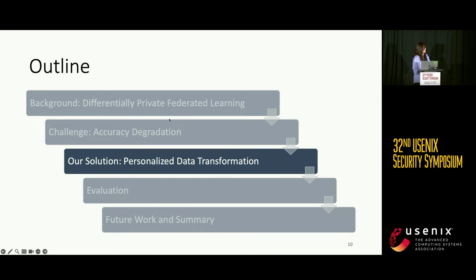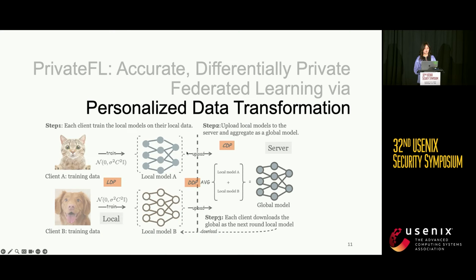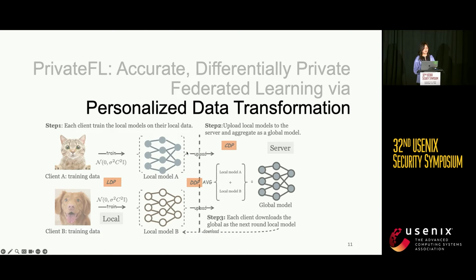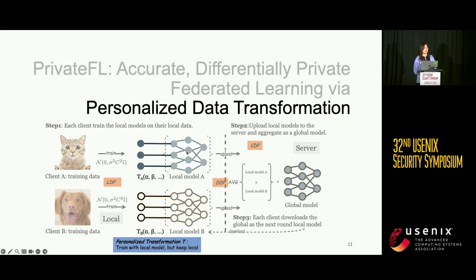And the next part is our solution, personalized data transformation. The idea is we add one linear layer in front of each client's local model, and we name this layer personalized transformation T. This layer is trained with the local model, but when the client is communicating with the server, this layer is always kept locally to shift the heterogeneity.